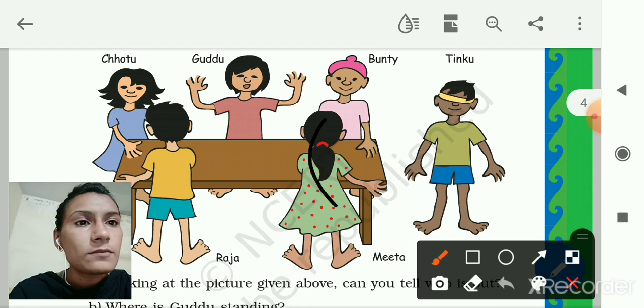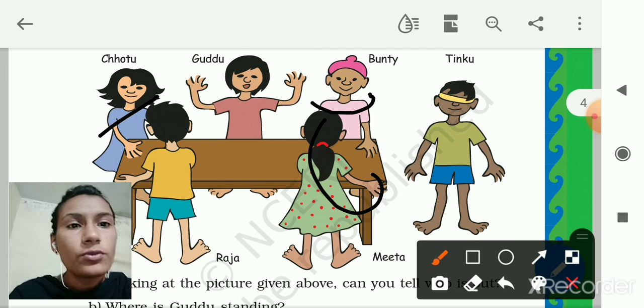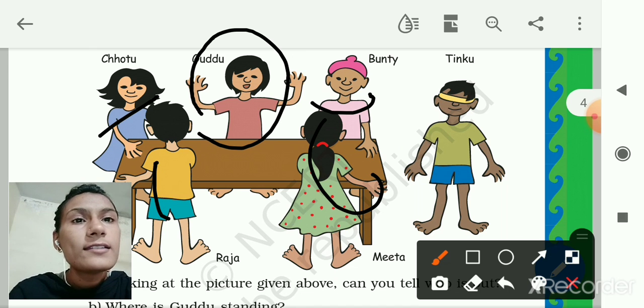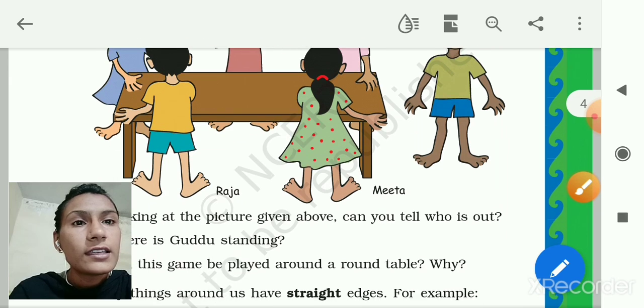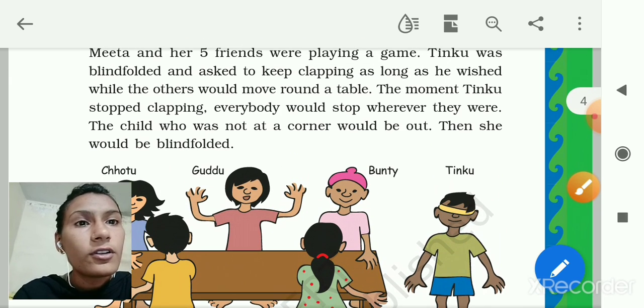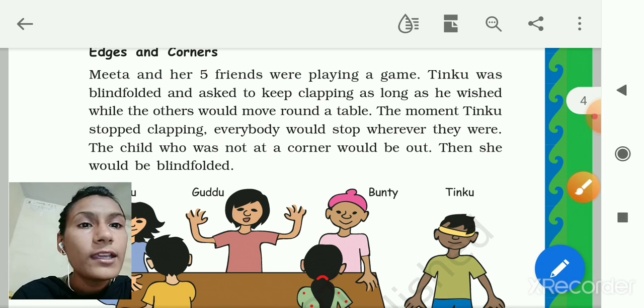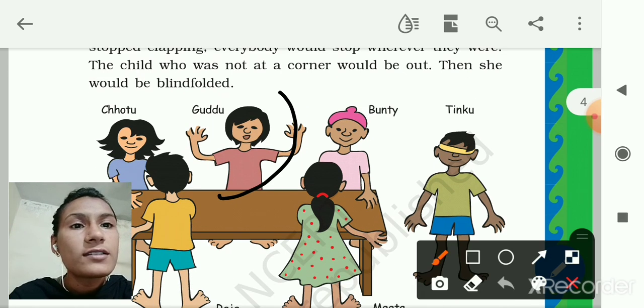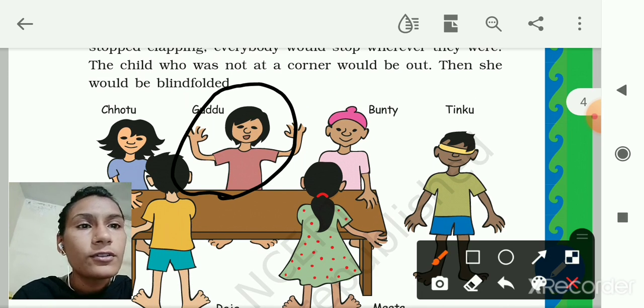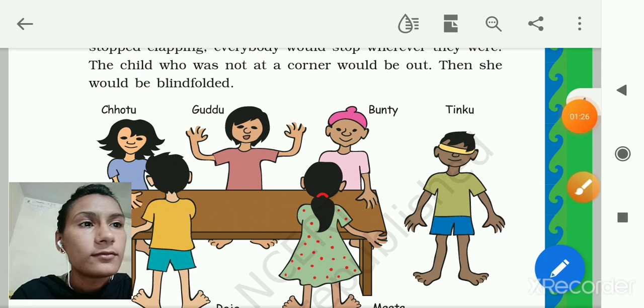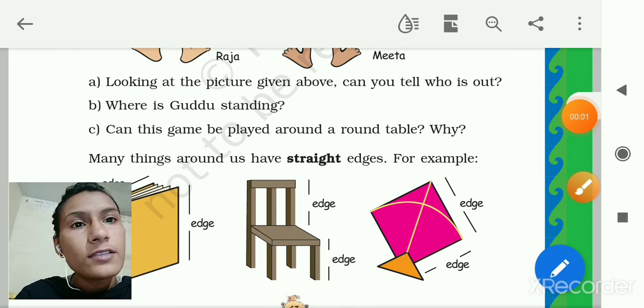See this Meena, Bunty, Chotu and Raja. So this Guddu, he is out. Why? Because he is not standing in the corner. You know the rules. Who was not at the corner, that would be out. So this Guddu is not standing in the corner. So he is out. The next question, where is Guddu standing?